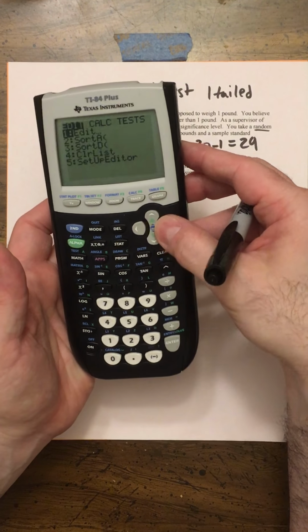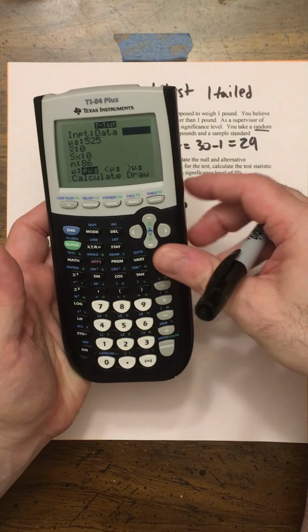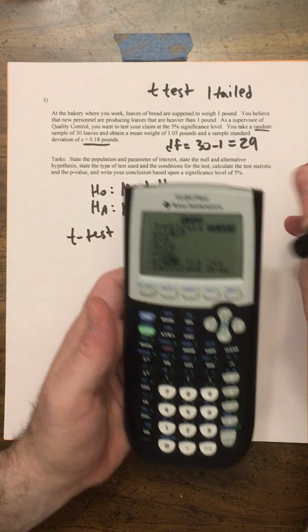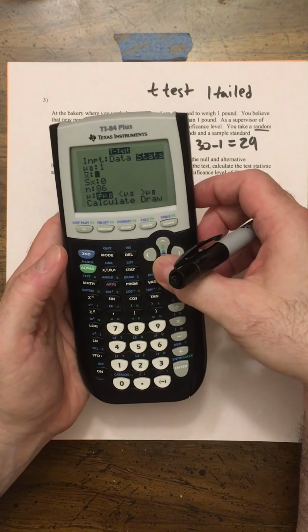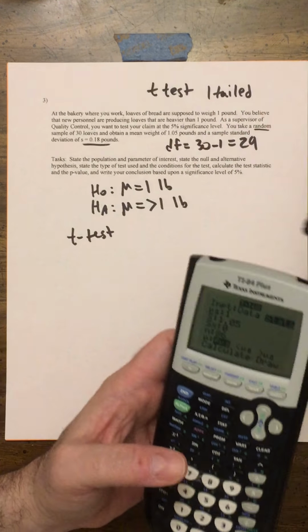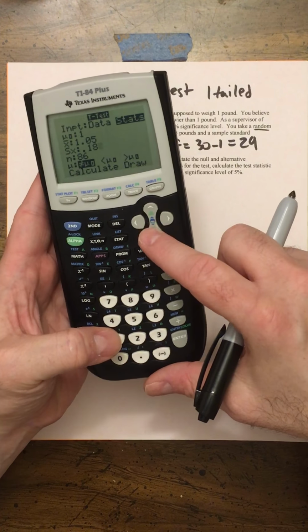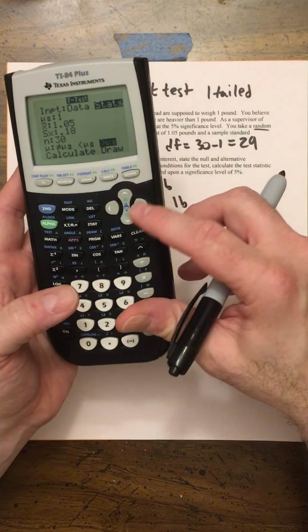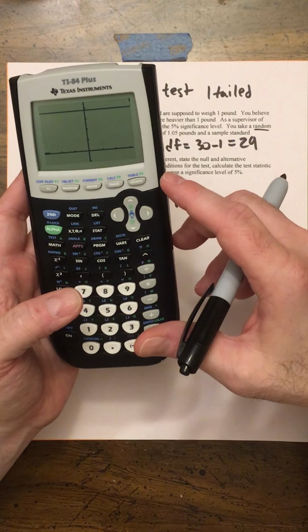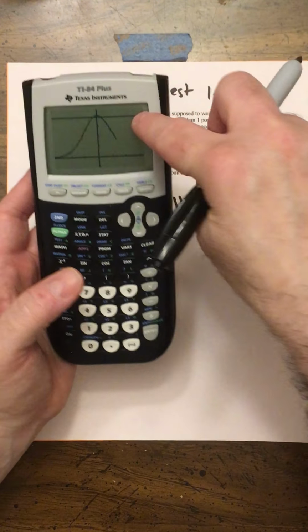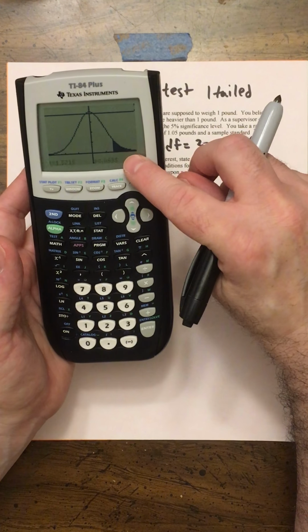When you go to your stat test, you're going to go to t-test. Let's see what we got. We got stats. Our mu value is 1 pound. Our x bar is 1.05. That's what we saw, right? 1.05 pounds. The sample standard deviation is 0.18. We have 30 loaves in our sample, and we want to see if we're making them heavier, right? Let's draw that, and let's see what it looks like. It's taking a little time. By the way, I had something graphed there. You can ignore that.